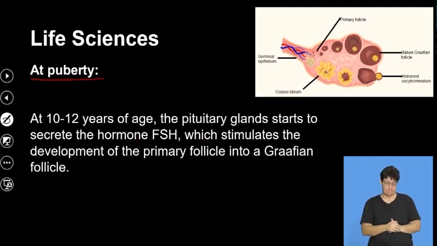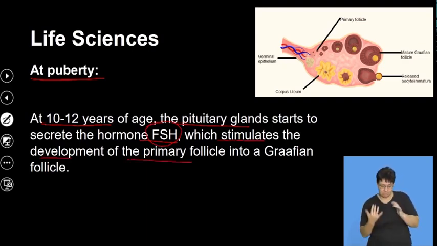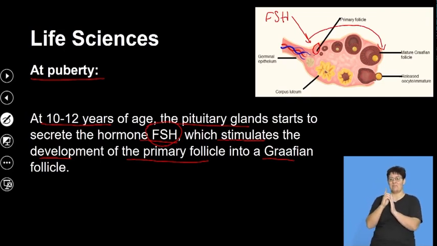At puberty, we see that between the ages of 10 to 12 years, the pituitary gland starts to secrete a hormone called FSH, which stands for follicle stimulating hormone. This hormone stimulates the development of the primary follicle into what we call the Graafian follicle. So here you see the primary follicle being stimulated by follicle stimulating hormone to develop into the Graafian follicle.